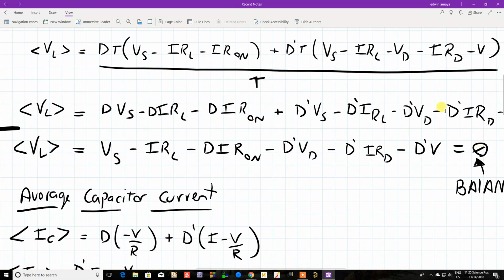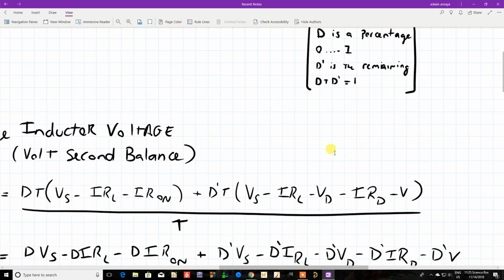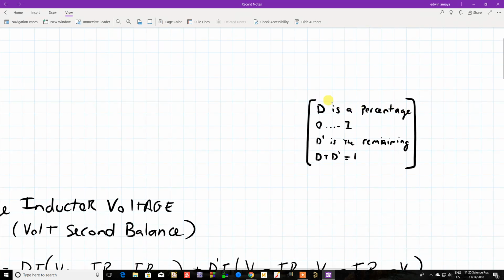And so now here's something interesting. We're going to combine like terms. Now D and D prime are related to each other. D is a percentage; obviously, it's your duty cycle. So if you want something to be on half the time, you give it a 50% duty cycle, and a percentage is expressed as a number between 0 and 1. And D prime is nothing more than the remaining. So if you have a duty cycle of 25%, that's 0.25. The remaining is 0.75. Now if you add D and D prime, you get 1, because 0.25 plus 0.75 is 1. So D plus D prime equals 1.